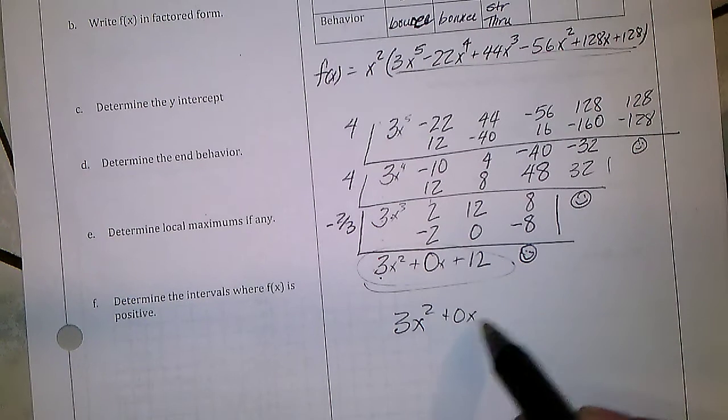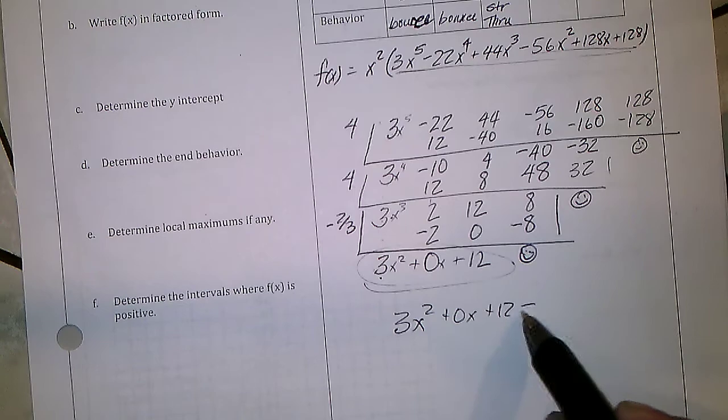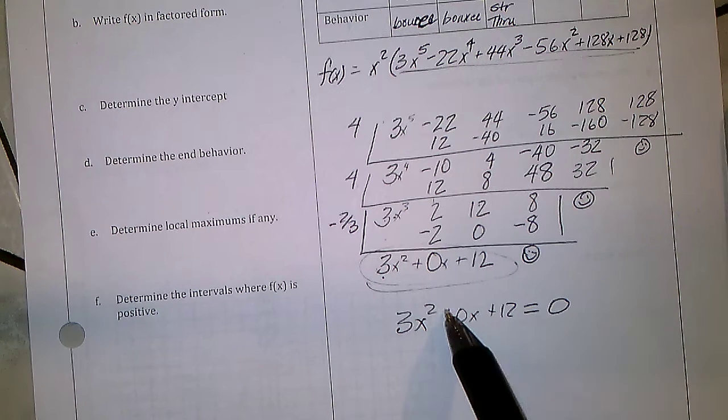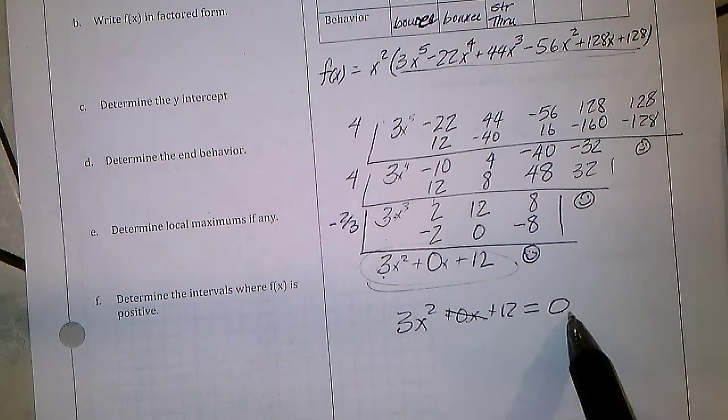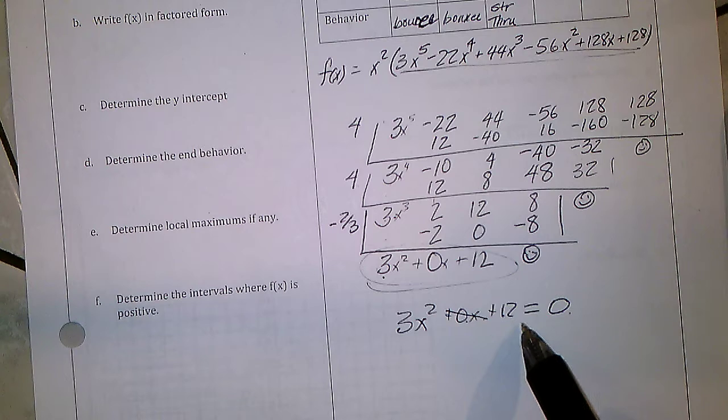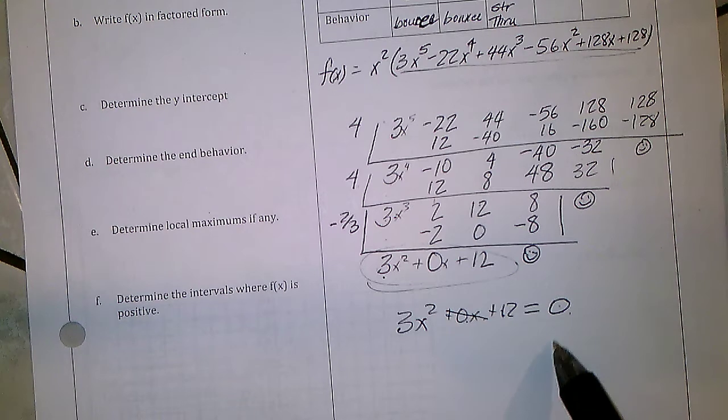Plus 0x plus 12, and I want to get that equal to 0. So that's nothing, so I can subtract. Since there's nothing here, I don't have to use the quadratic formula. I could just subtract 12. I could use the quadratic formula, but I don't have to. Subtract 12.